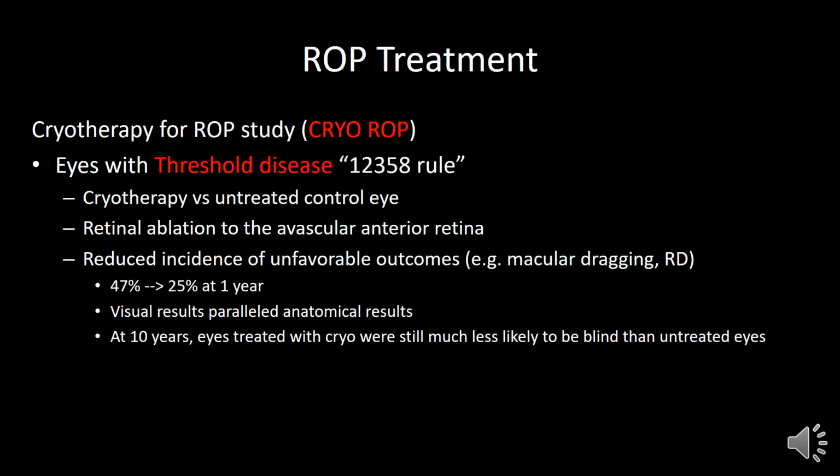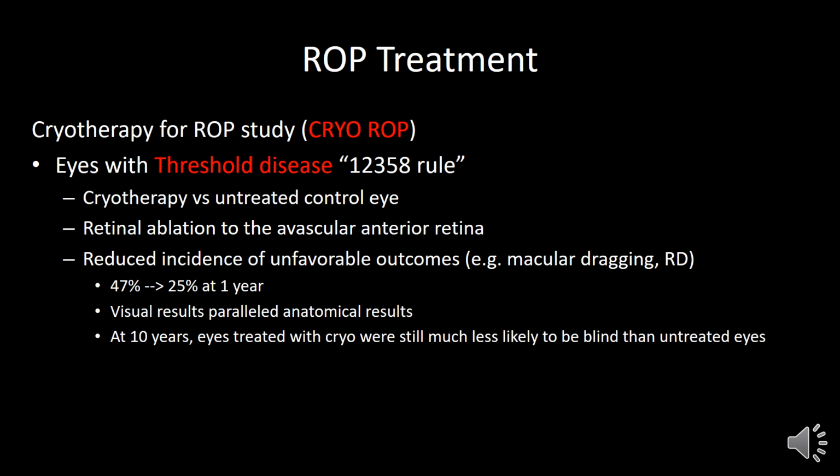In 1988, the cryotherapy for ROP study demonstrated that ablation of the avascular anterior retina in ROP eyes with threshold disease reduced the incidence of unfavorable outcomes such as macular dragging and retinal detachments by half. Treatment reduced these sequelae from 47% to 25% at 1-year follow-up, and the visual results were shown to parallel the anatomical results as well. At 10 years follow-up, eyes that received cryotherapy were still much less likely to be blind than untreated control eyes.